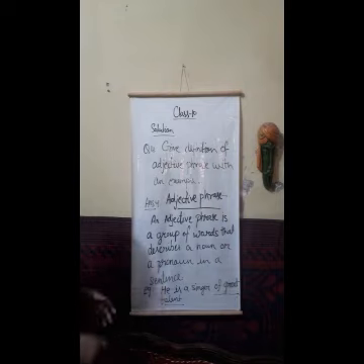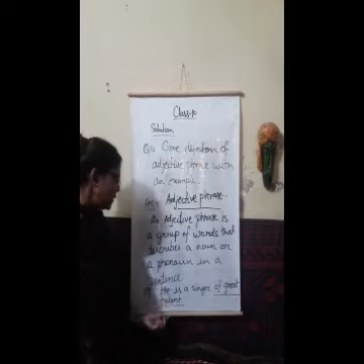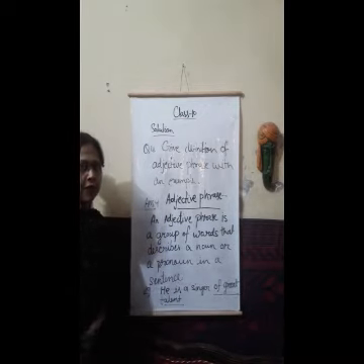Next question: Give the definition of adjective phrase with an example. Answer: An adjective phrase is a group of words that describes a noun or a pronoun in a sentence. Example: He is a singer of great talent. Of great talent will be the adjective phrase.